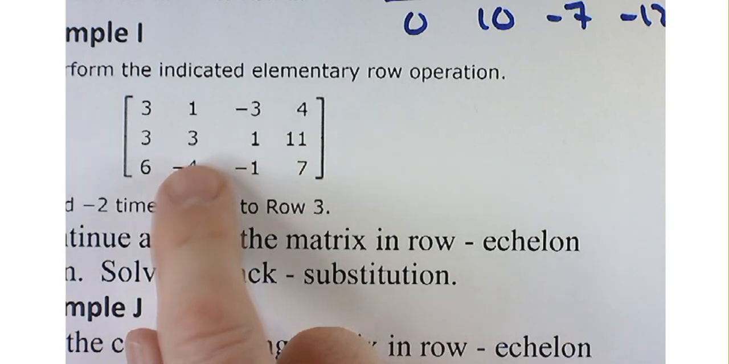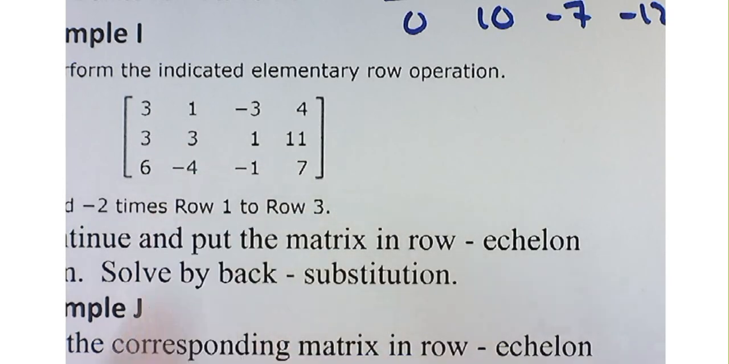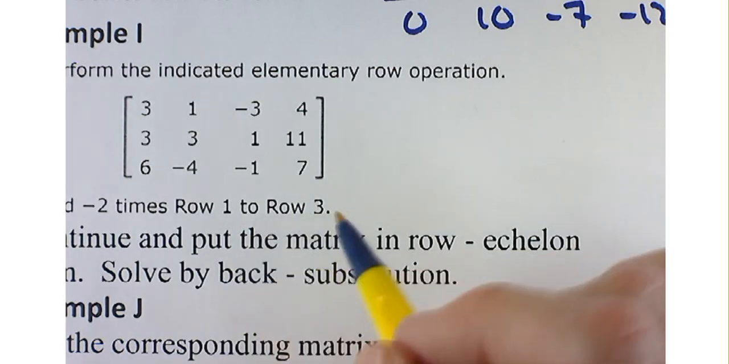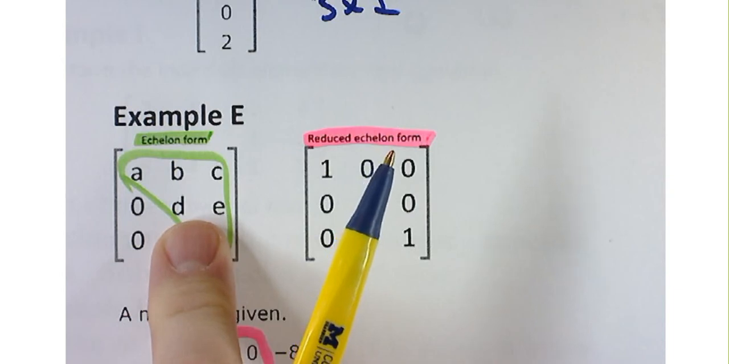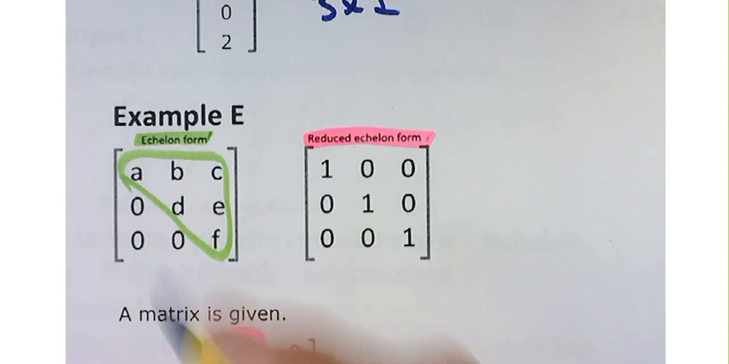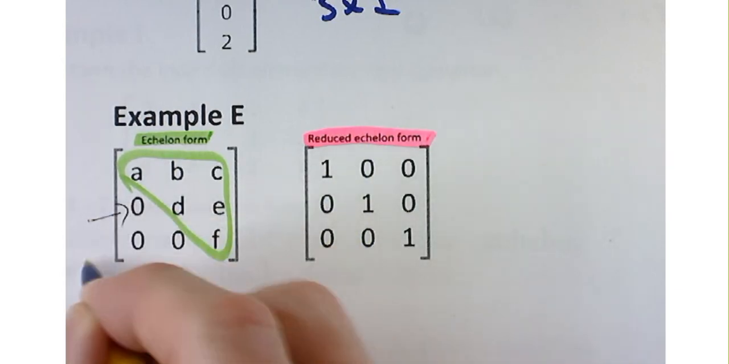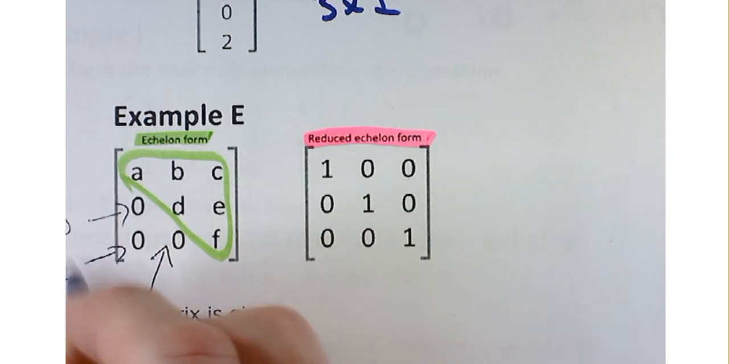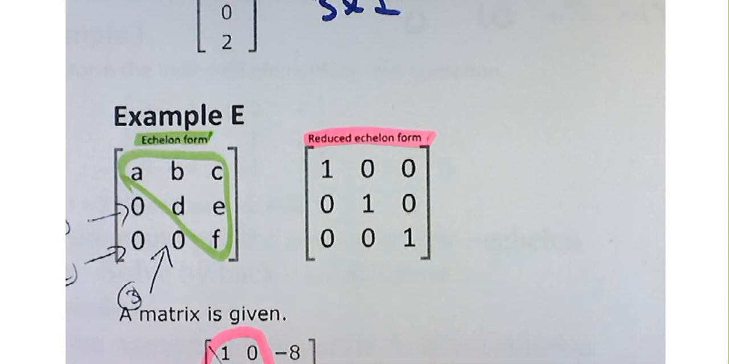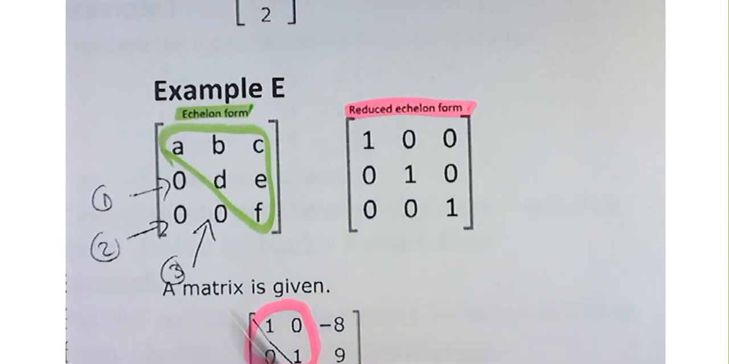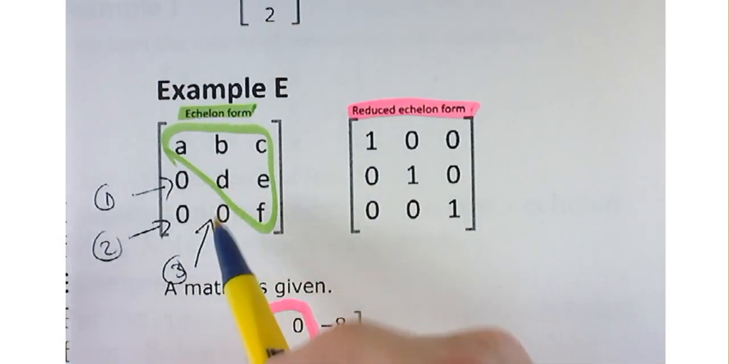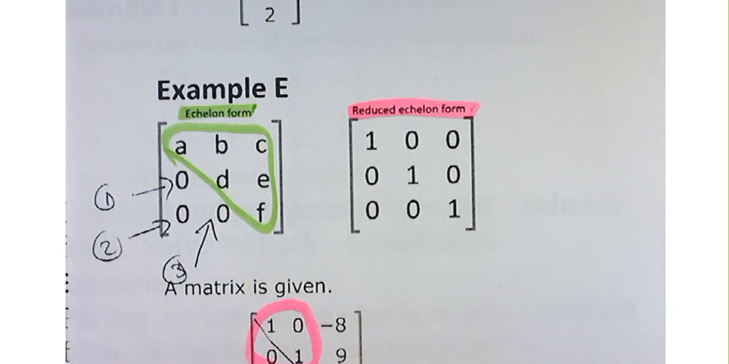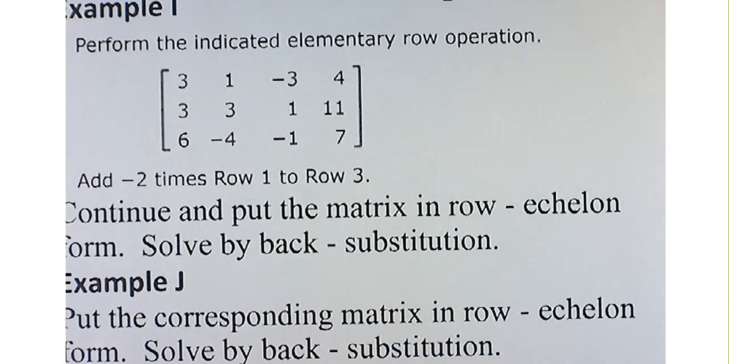So let's put this into our calculator. What we're going to do is get this in the form of an echelon matrix. We want it in this form. Basically I want to get zeros here, here, and here, and the order that you want to do it is 1, 2, and 3. So let's see if we can do that.